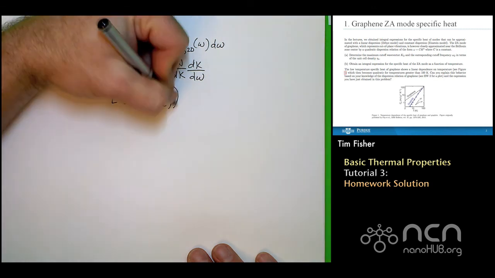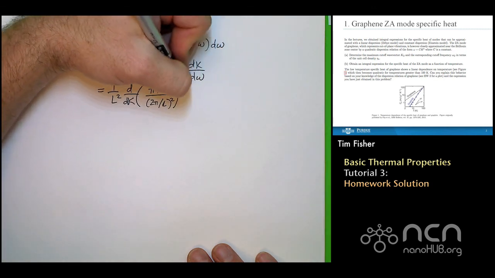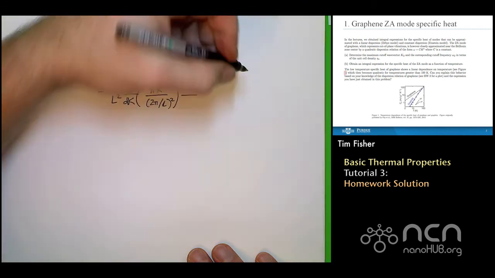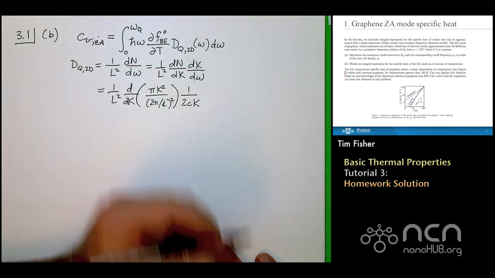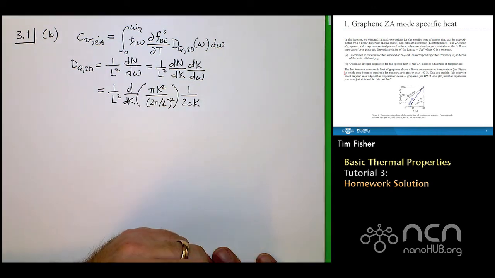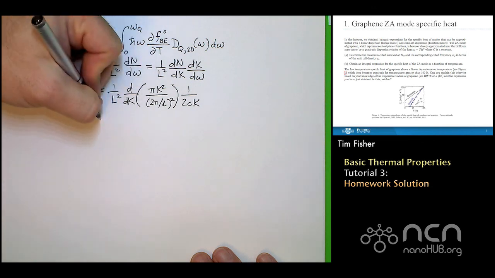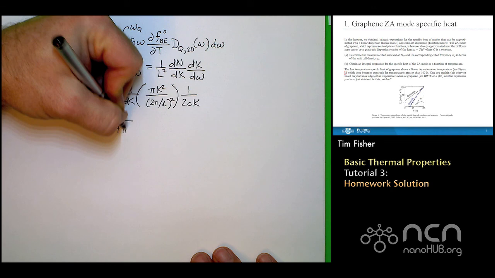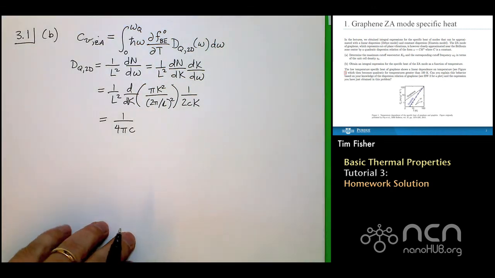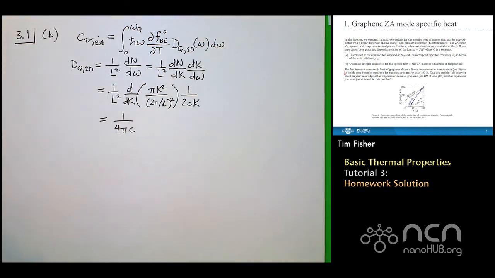That's an L, and that d omega dk is 2 times c. That was the constant in the quadratic dispersion multiplied by k. And it turns out when you evaluate these things that we get a density of states that's 4 pi divided by c. So the density of states is constant, which is different than what we found for two-dimensional materials with linear dispersion from the Debye approximation.